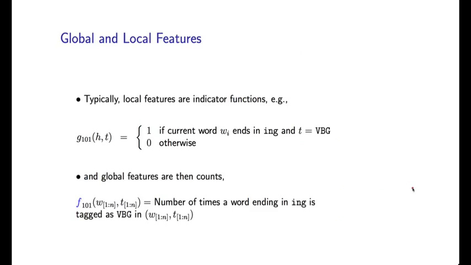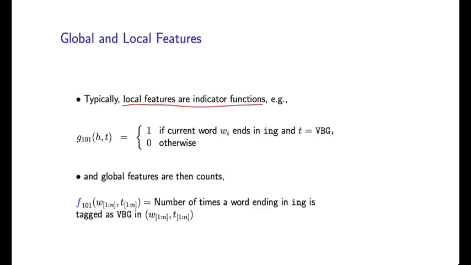Typically, as we've seen in many examples in log linear taggers in this class, and also in the features I gave you earlier in this lecture, the local features are indicator functions. They are 0 or 1, depending on whether some question about the history in conjunction with the tag is true or false. So for example, g101 might be an indicator function which is 1 only if the current word w_i ends in ing and the tag being proposed is VBG.